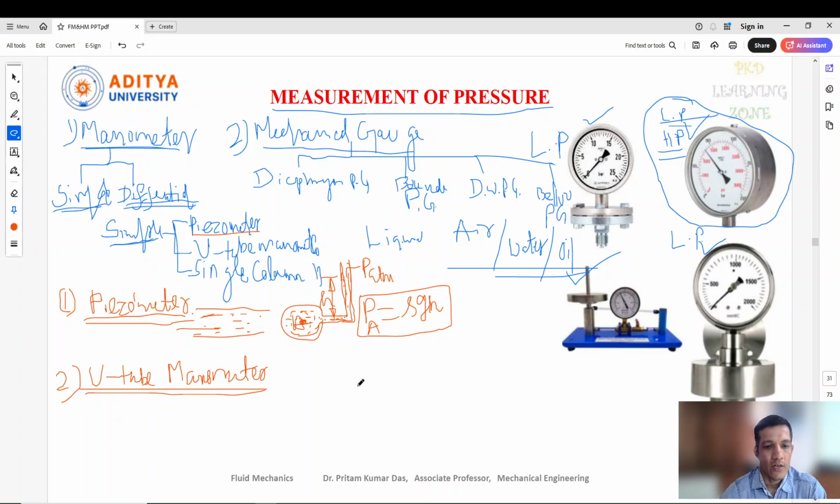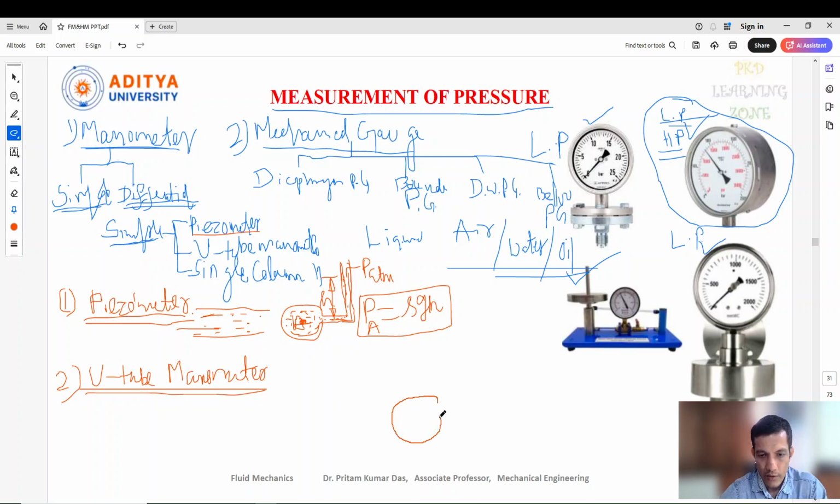The U-tube manometer is a similar kind of thing. One end will be open to the atmosphere and the other end will be connected to the pipe. This U-tube manometer can be applied for both conditions, gas pressure and vacuum pressure. For gas pressure and vacuum pressure, two different diagrams will be there. So let me first draw one diagram here.